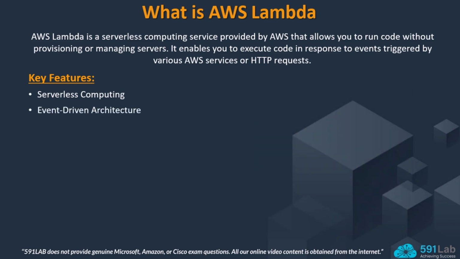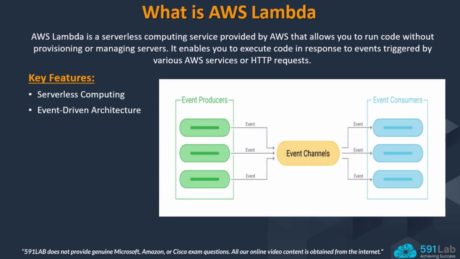Lambda functions can be triggered by various event sources such as changes in Amazon S3 buckets, updates to Amazon DynamoDB tables, incoming HTTP requests via Amazon API Gateway, messages from Amazon SNS or SQS, and more.